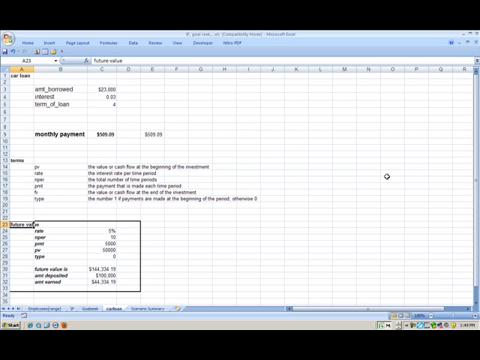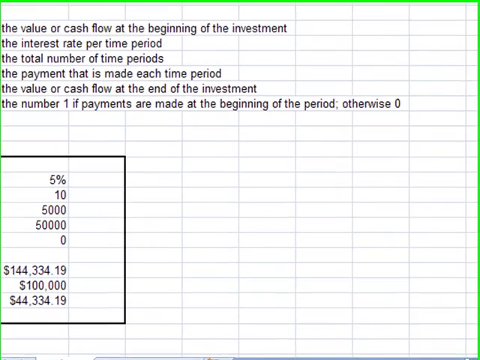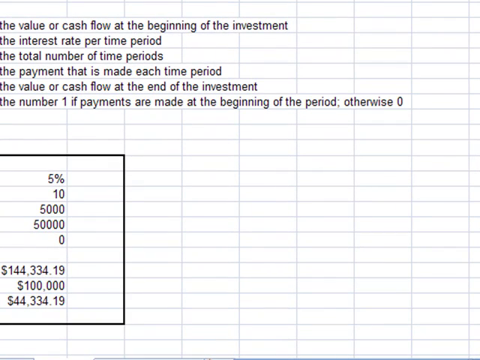Let's take a look at another financial function, which is called future value. Future value is used to determine how much an investment will be worth after a series of monthly payments at some future time. We use the function FV. Let's see how this operates.